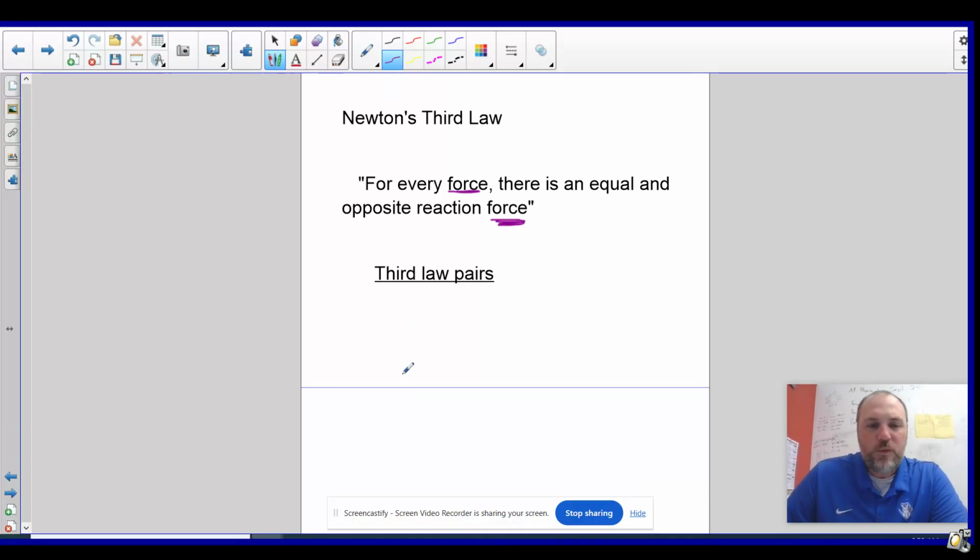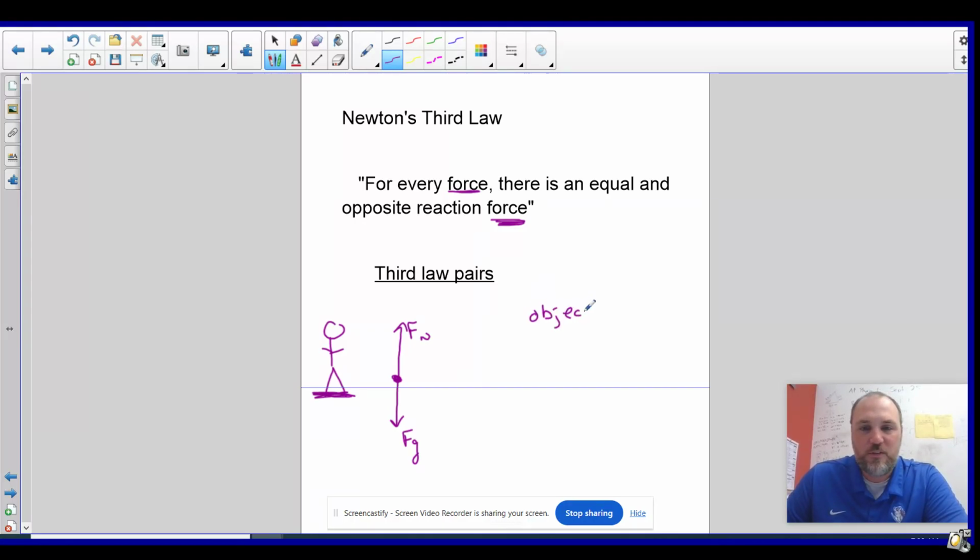So what I want to do when I consider third law pairs, if I were to draw a free body diagram of something simple like just standing on the floor. So if I'm just standing here on the floor, my free body diagram would just be my weight down, Fg, and my normal force up, that is equal in magnitude and opposite in direction. And in order to identify a third law pair, what I need to do is make sure that for every force, I identify the object and the agent. The object is who's feeling the force.